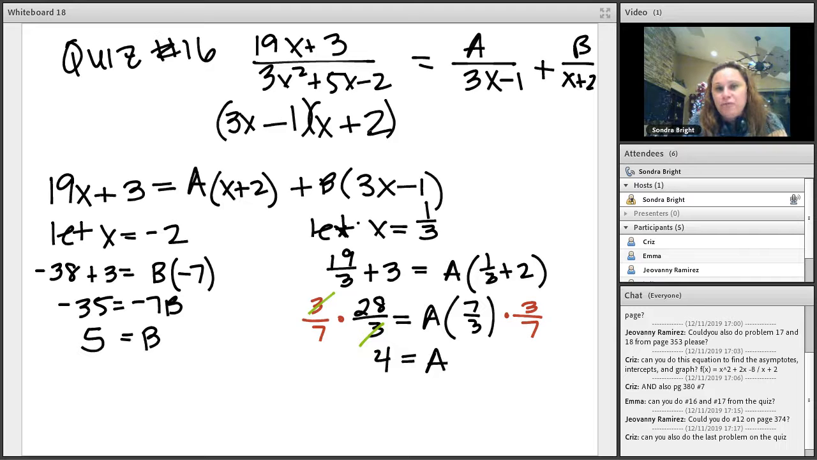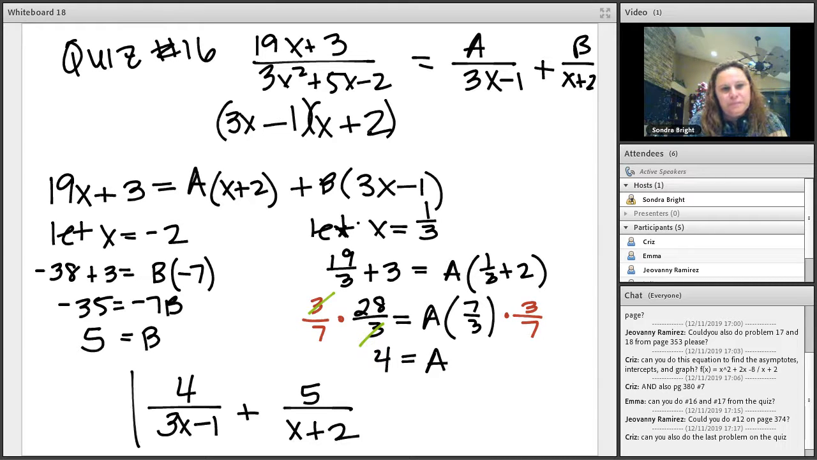You plug the 4 into A, and you plug the 5 into B, and your answer is 4 over (3x − 1) plus 5 over (x + 2). There you go.